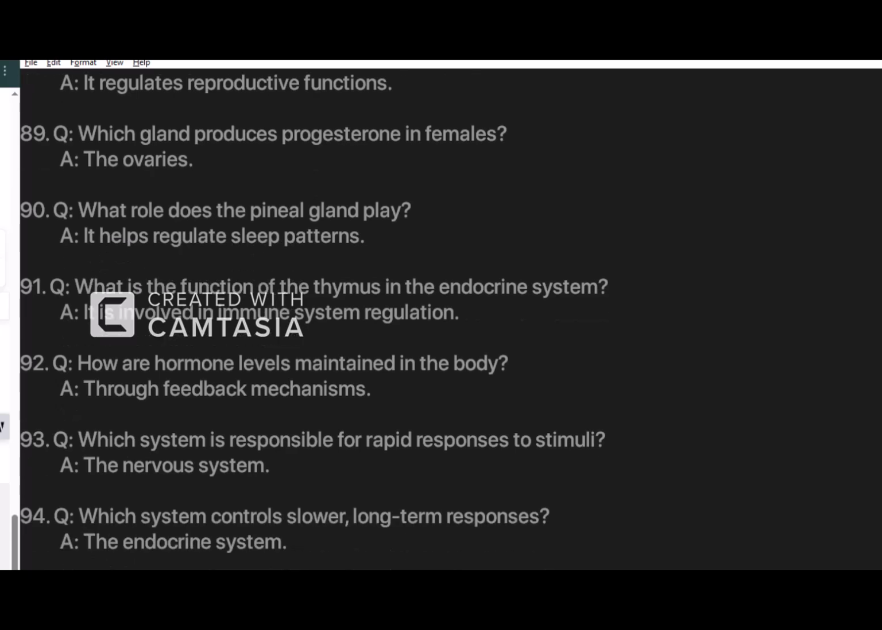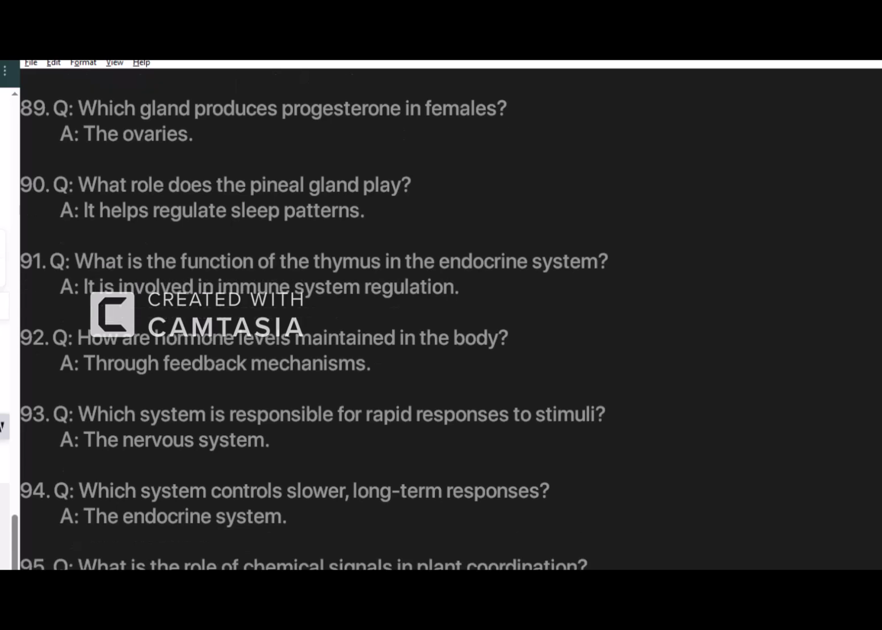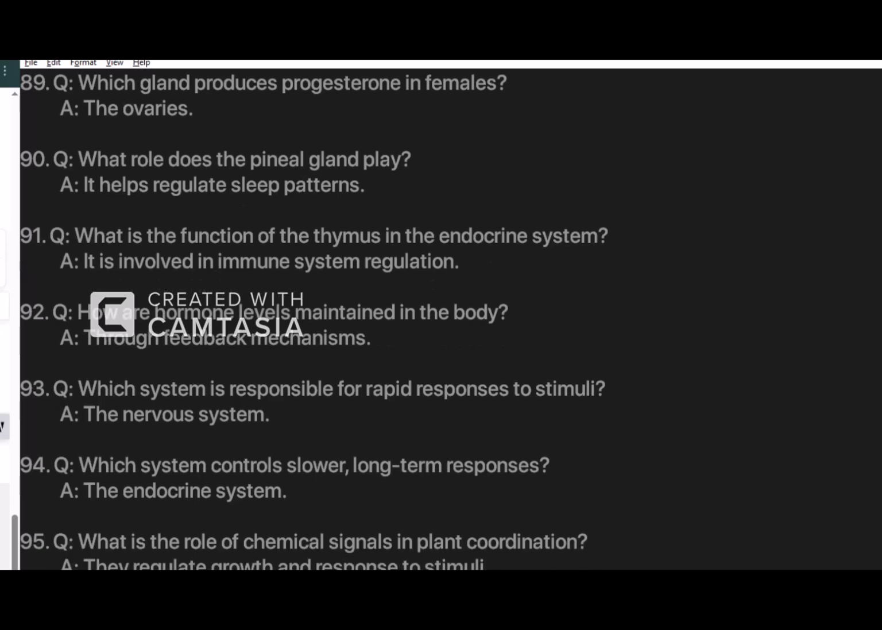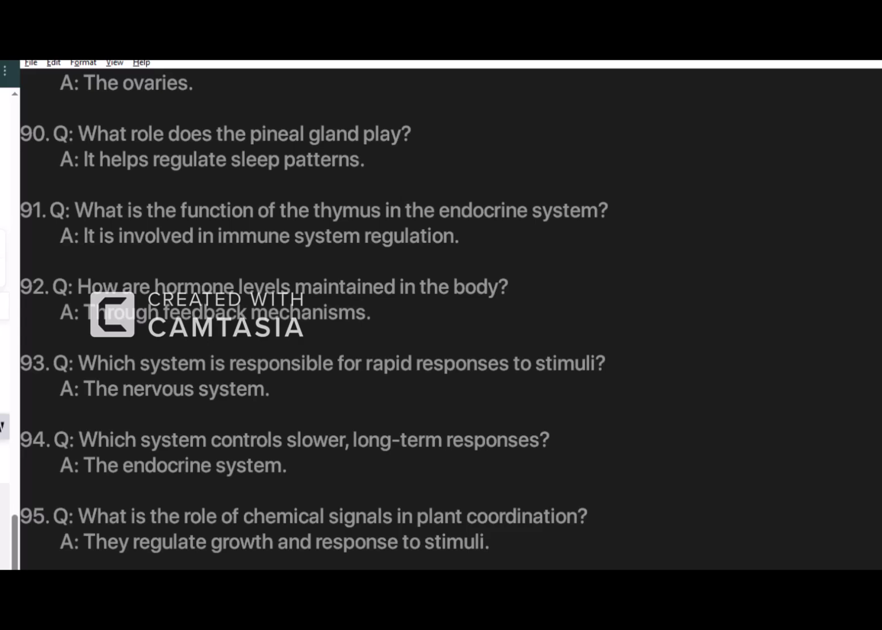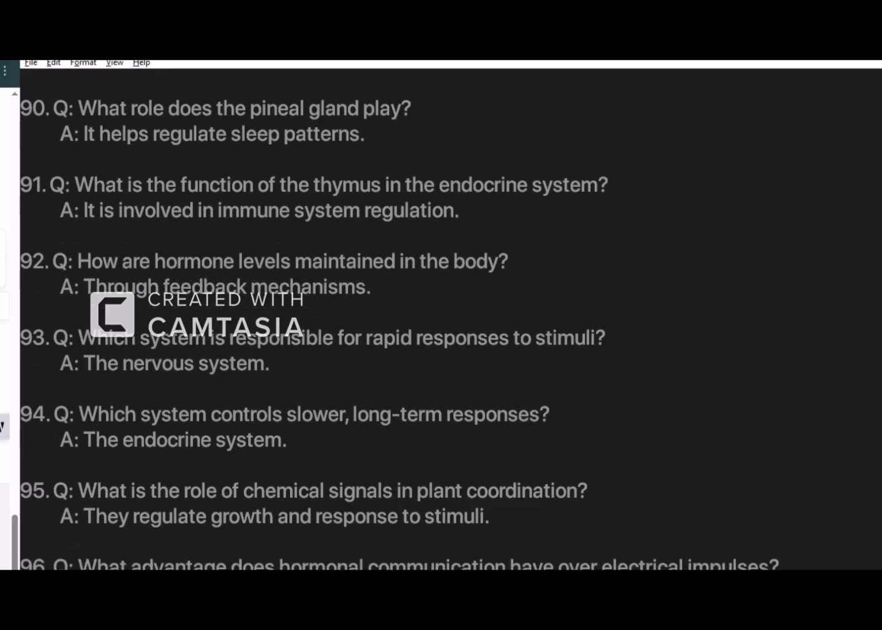94. Q. Which system controls slower, long-term responses? A. The endocrine system. 95. Q. What is the role of chemical signals in plant coordination? A. They regulate growth and response to stimuli.